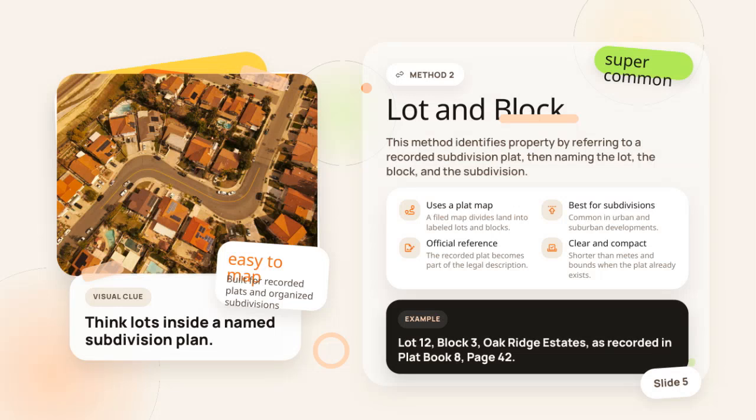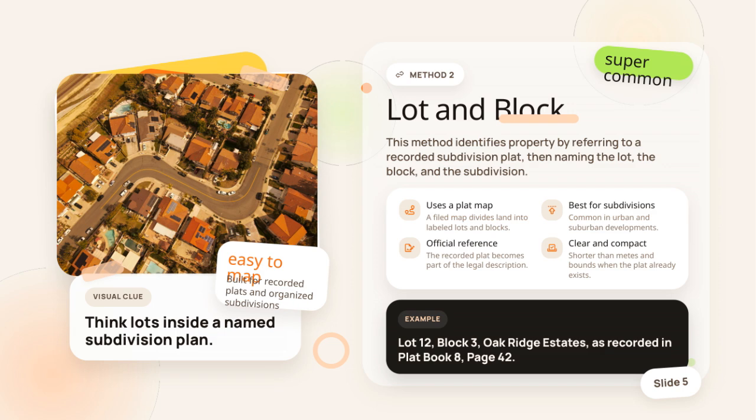Here we're looking at the lot and block method for identifying property. Think of it as a way to easily find lots within a named subdivision plan. This method uses a recorded subdivision plat, which is essentially a map that divides land into labeled lots and blocks. It's especially useful for recorded plats and well-organized subdivisions, making it perfect for urban and suburban developments where properties are laid out in a structured manner. Because the subdivision plat is officially recorded, it becomes part of the legal description of property, giving it strong legal standing.